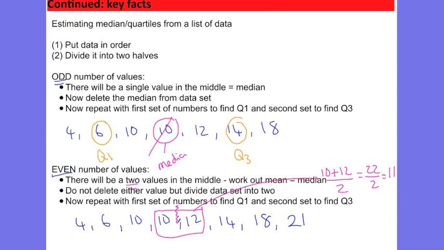So we're going to divide the data set into 2. 4 numbers this side, 4 numbers this side. And we repeat again what we did. We've got 4 numbers. Which numbers are in the middle? We can see we have 2 numbers in the middle again here. And on this side, we also have 2 numbers in the middle. So we're going to repeat again, add them up, divide by 2. 16 divided by 2 equals 8.